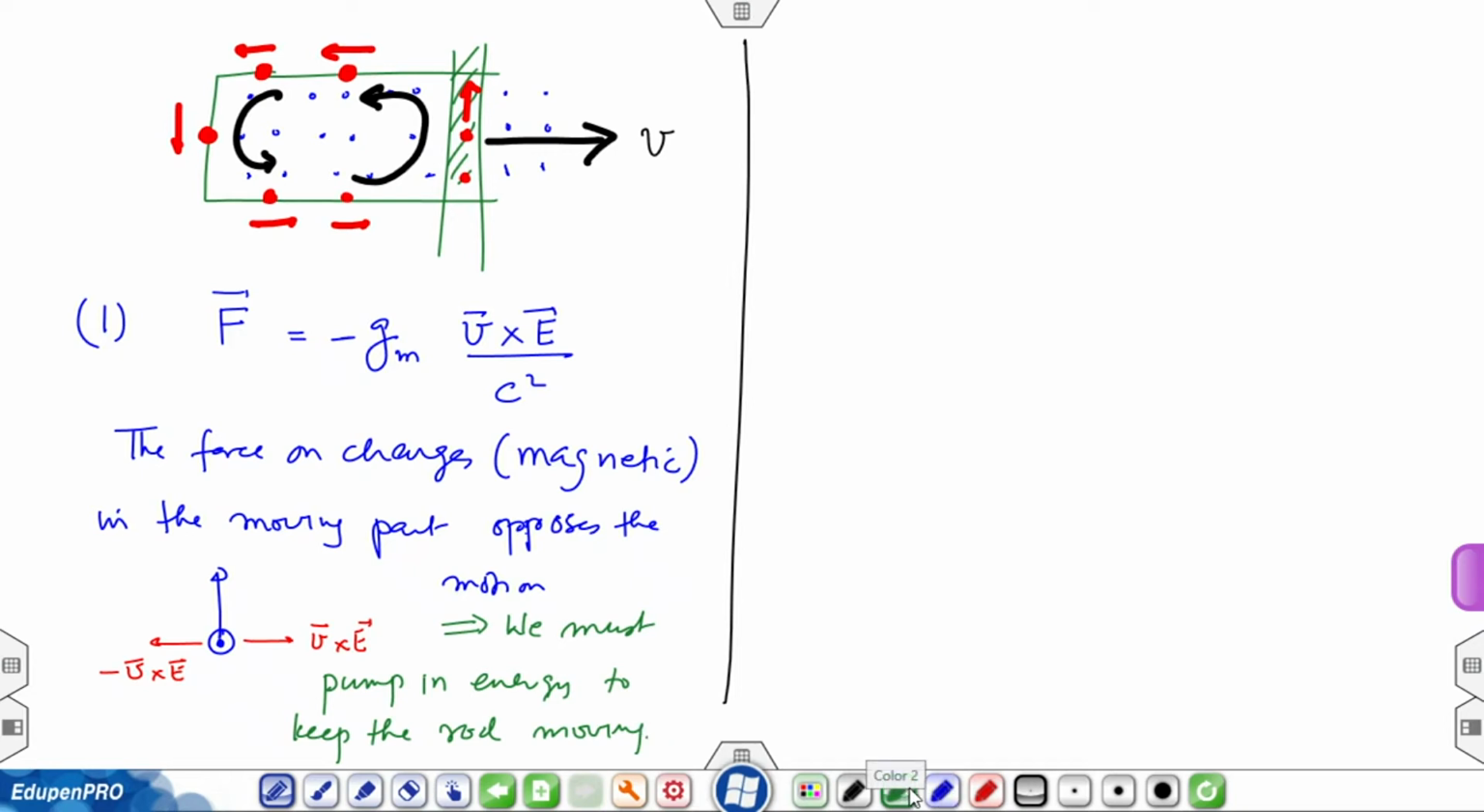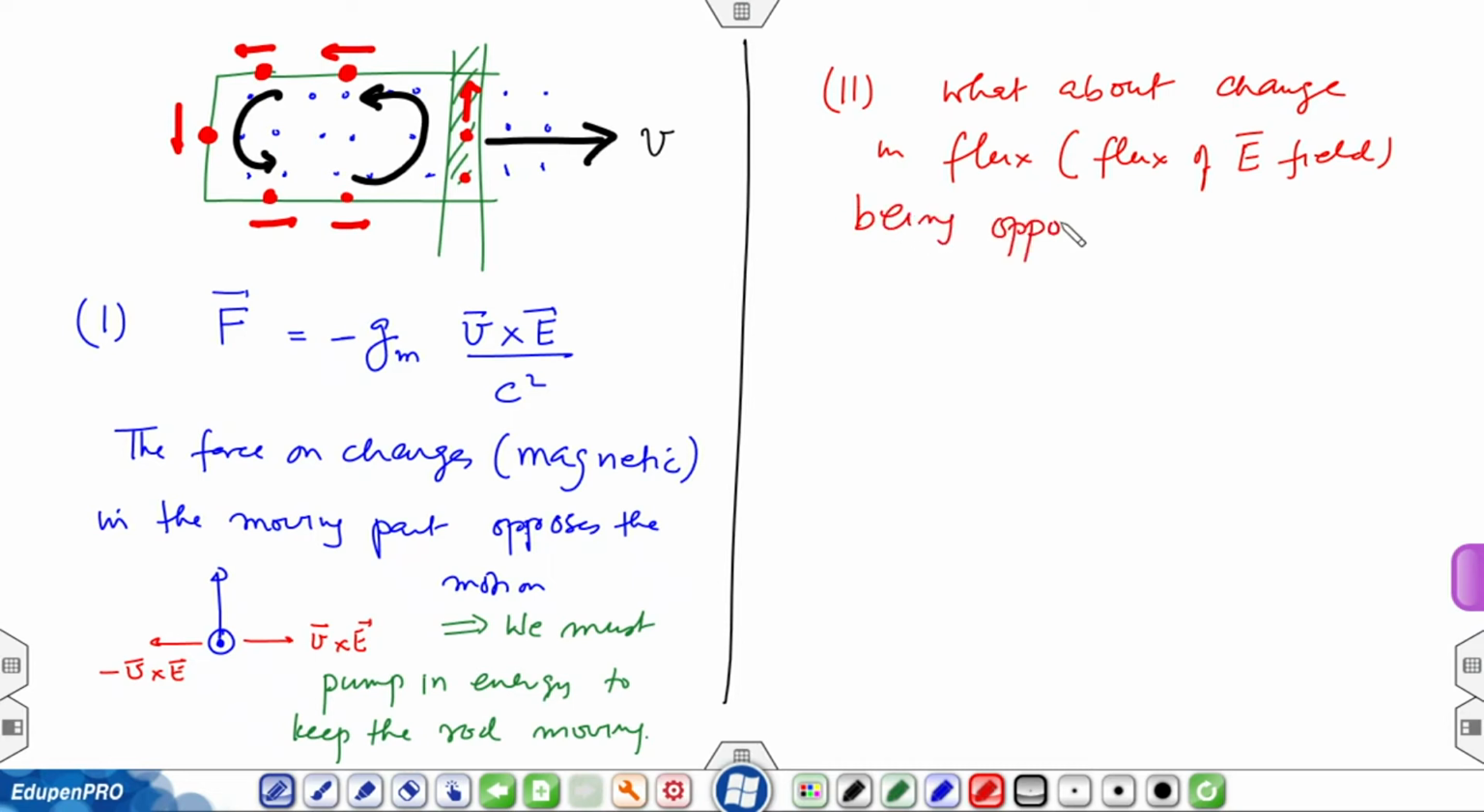Second way to understand this, and I raise a question also here, is what about change in flux, and in this time flux of E field being opposed, because that was what Lenz said, that the change of the magnetic flux in Faraday's law is opposed. That would also happen, because remember, we have curl of E equals minus mu naught j m. This minus sign comes here. I point out minus sign comes here.